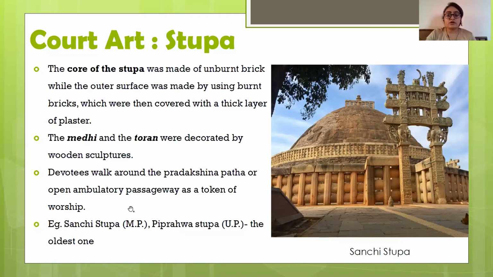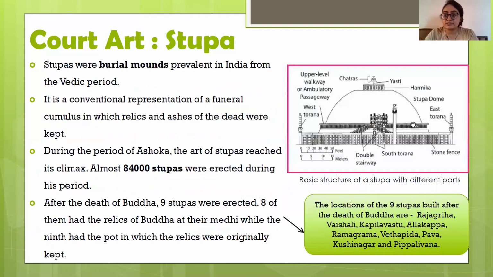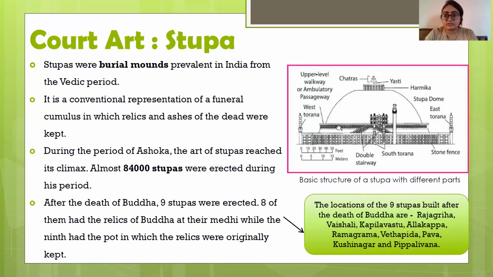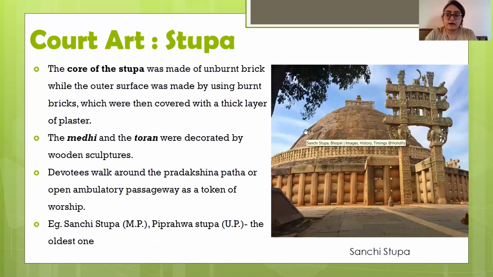Now devotees walk around the Pradakshina Path, or open ambulatory passageway, as a token of worship. As I told you, this is the passageway, the upper level walkway, the ambulatory passageway. The devotees walk around the Pradakshina Path. This passageway is also called the Pradakshina Path. So they walk around the stupa on this Pradakshina Path, or passageway, as a token of their worship.